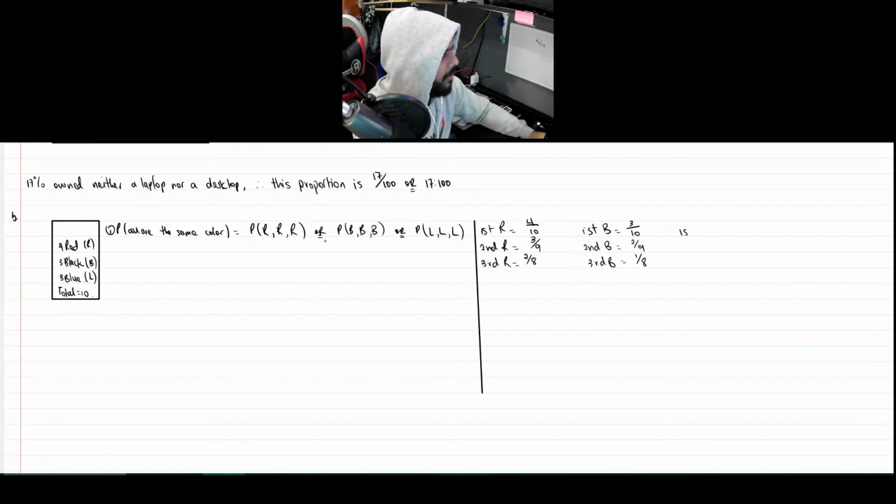And finally, the first blue is the same thing as the first black, because we have 3 marbles inside of there for blue and black. Second L could be 2 over 9, and the third L could be 1 over 8. Now, in probability, we need to know what is multiply and what is add. Or means add. And means multiply.